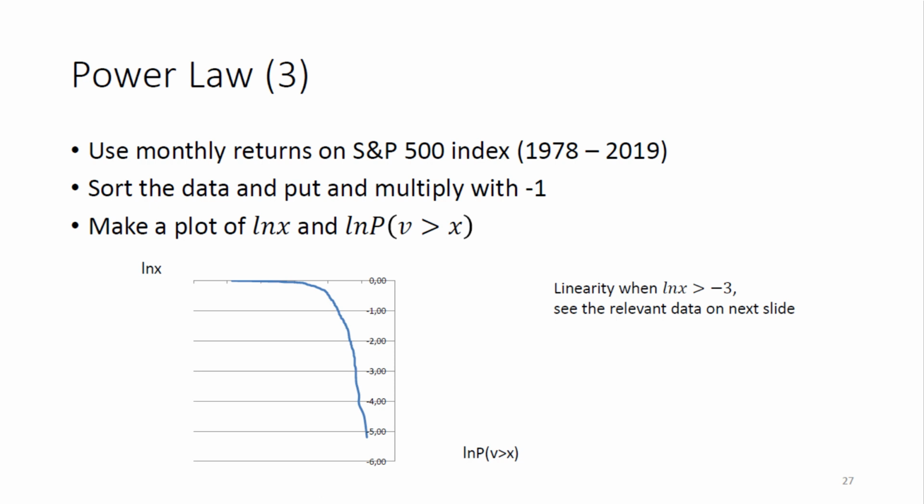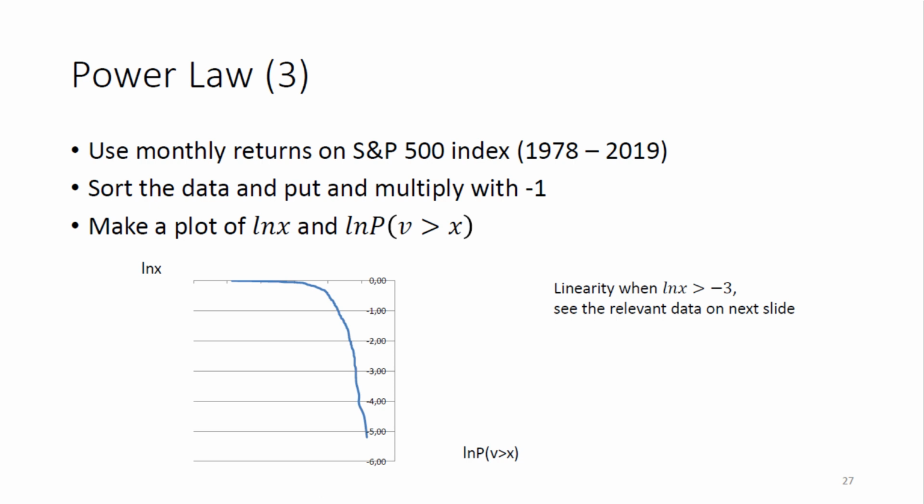So, for illustration purposes, I use monthly returns from the S&P 500 index from 1978 to 2019. I've multiplied these monthly returns with -1, so I look at losses. Then I take the logarithm of these losses, and I take the logarithm of the probability that there is an excess of this loss. The way that these probabilities are determined is simply by looking at how many cases out of the total number of cases have occurred. So that's a frequency approximation to determine the probability.